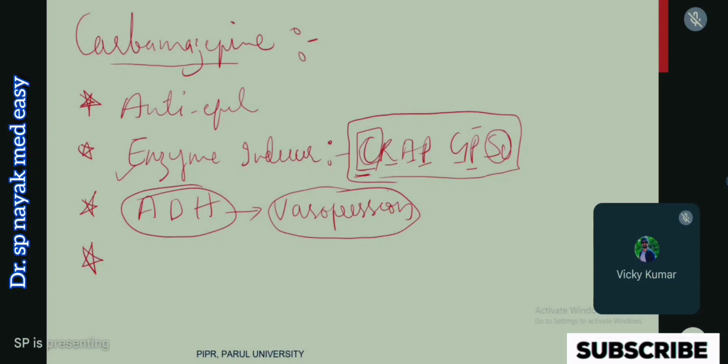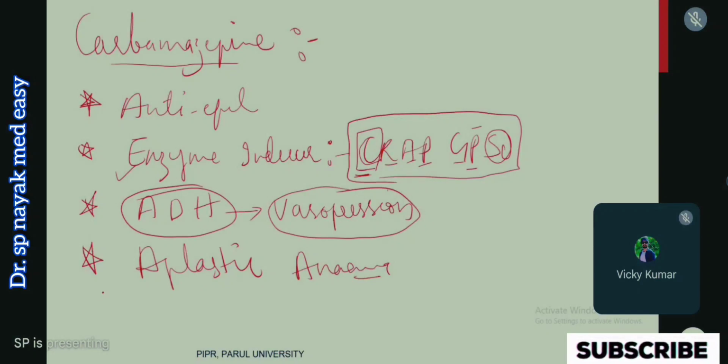And the next important point is that carbamazepine will cause aplastic anemia. It will cause aplastic anemia, a very important adverse effect. Along with this it has many other adverse effects, but this is the important one, so you should not forget it causes aplastic anemia.